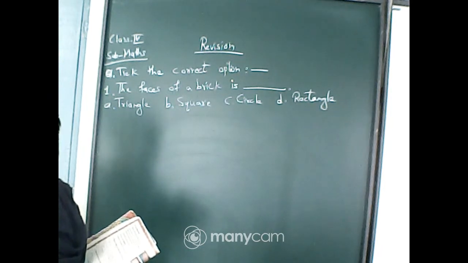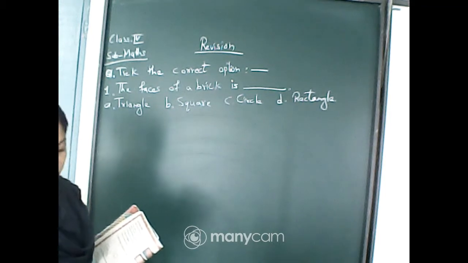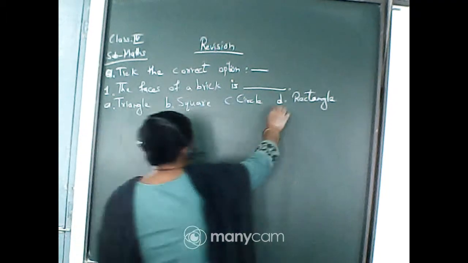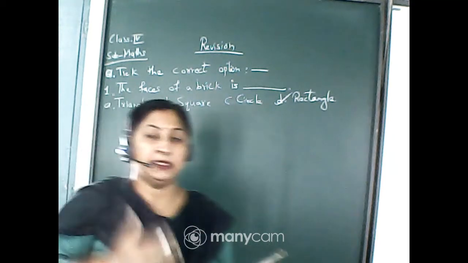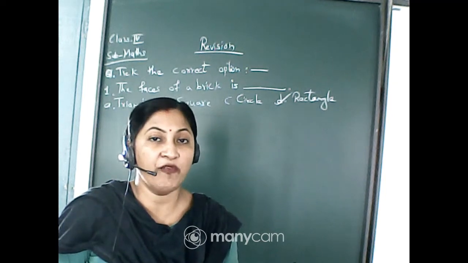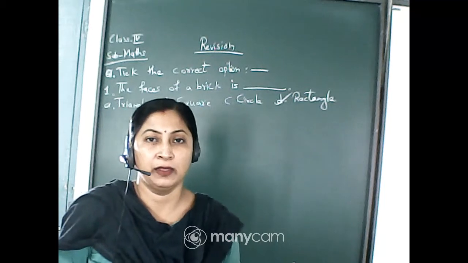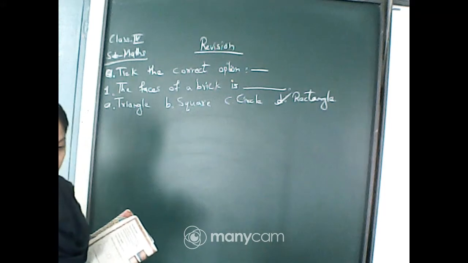What will be the answer? Yes, it is rectangle. So give a tick mark in option number D. See here, it is asking for the faces of a brick. That means only the two-dimensional shape you have to mention. But if it is asked the drawing of a brick, at that time you will answer the three-dimensional shape.